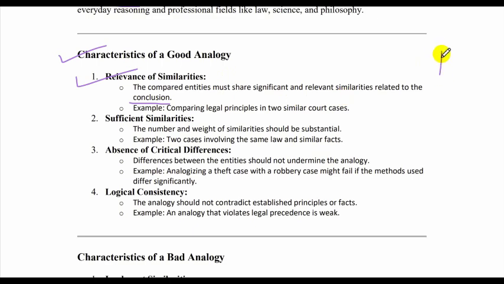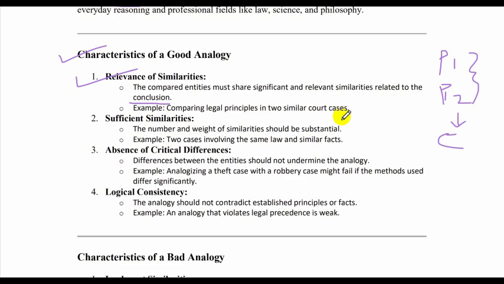That is, premise 1, premise 2, or observation 1, observation 2 for that matter, and the conclusion. These must have some kind of similarity so that we can relate thereafter or infer thereafter to the conclusion, which will also be similar to the premises that we have with us. Example, comparing legal principles in two similar court cases.